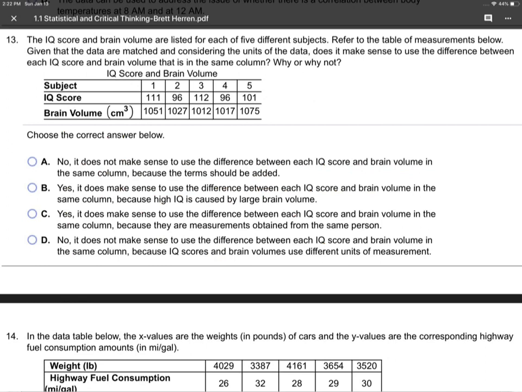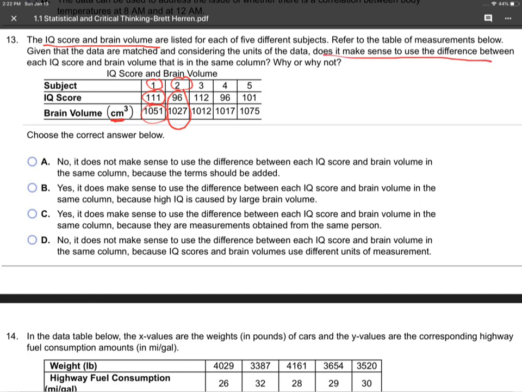That's 13. IQ score and brain volume, like how big your brain is and what your IQ is. Are those related? Do people with bigger brains have higher IQs? Or do they not? That's what this is. So here's subject number one. That's the IQ score. That's the brain size in cubic centimeters. And subject number two, there's the IQ score and the brain size.